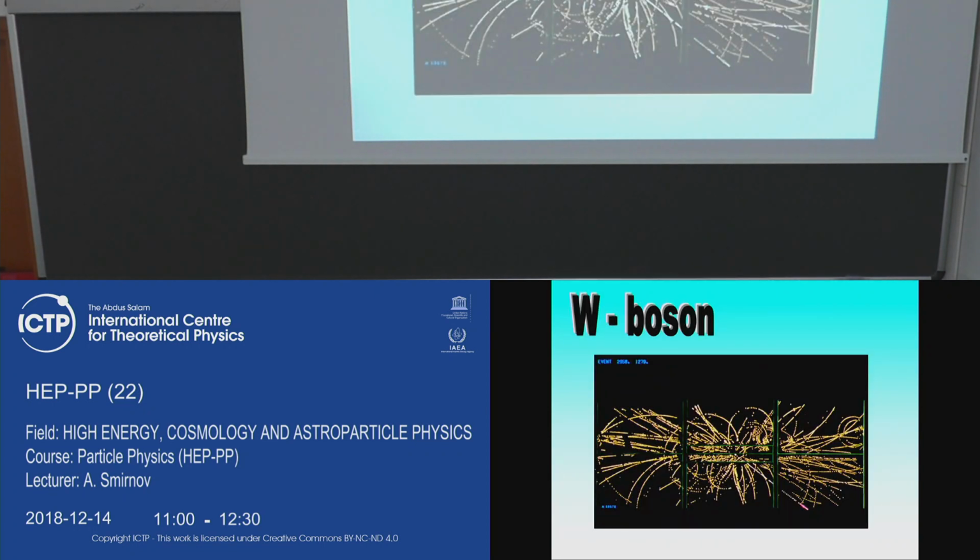Now this is one of the events with the discovery of the W boson, and you see here the track. I think this is a muon track, and just a single track, not compensated by anything from the other side, which means from the other side you have a neutrino. So that's an event when the W boson decays into a muon and a neutrino, and you see the track.